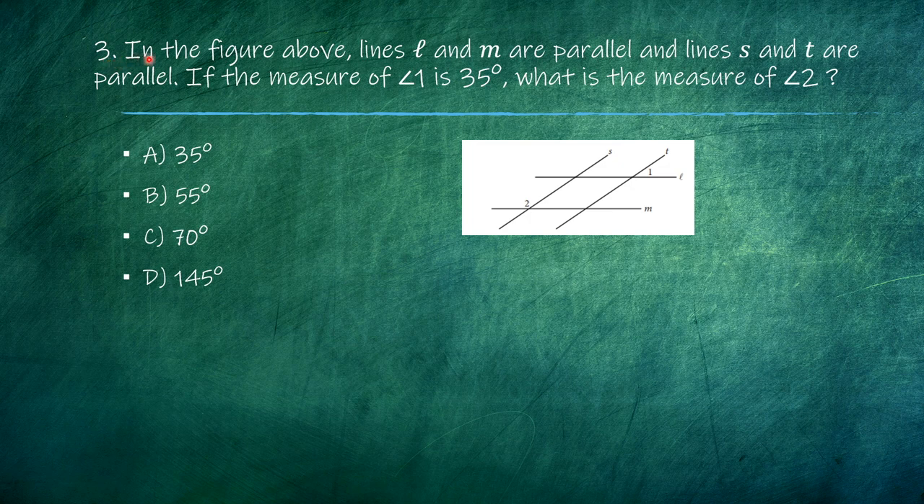Question 3. In the figure above, lines L and M are parallel and lines S and T are parallel. If the measure of angle 1 is 35 degrees, what is the measure of angle 2? Go ahead, pause this video and try it yourself.